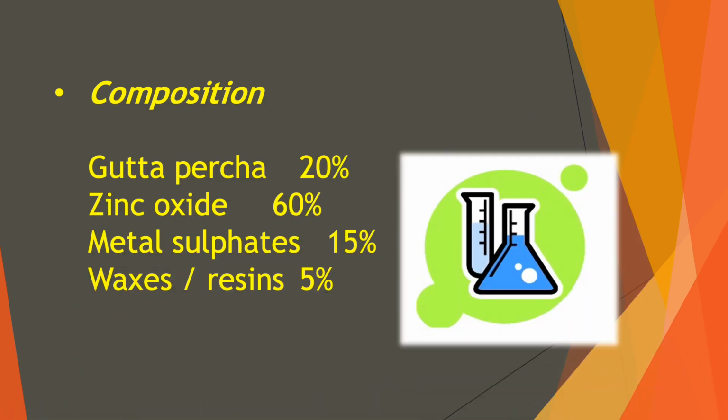It will not bend. But the new gutta-percha will bend with you and will not be brittle. Let's see the composition of gutta-percha. When we call it gutta-percha, we think that the most important component in it is gutta-percha. No, it's only 20% gutta-percha. The main percent is zinc oxide, and there is 15% metal sulfate and 5% wax and resins.